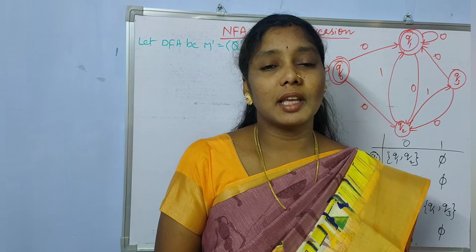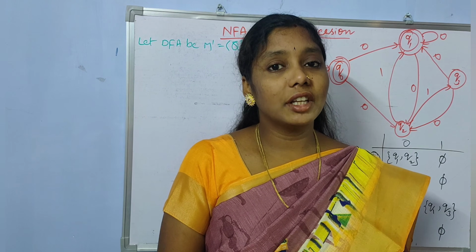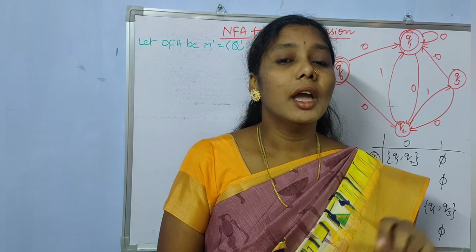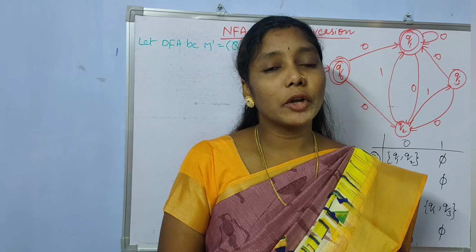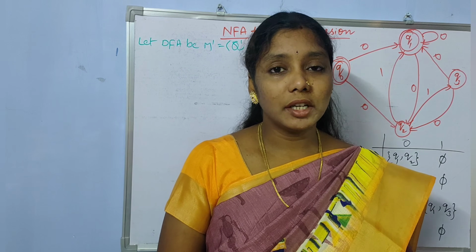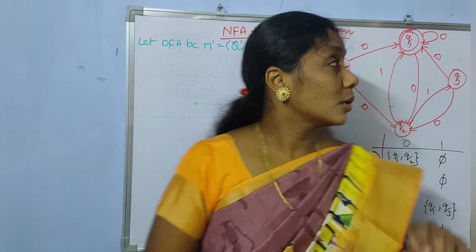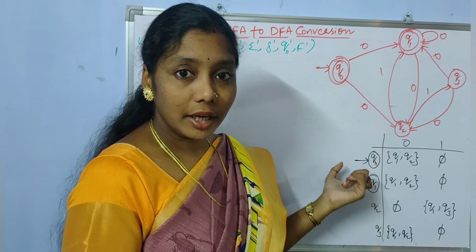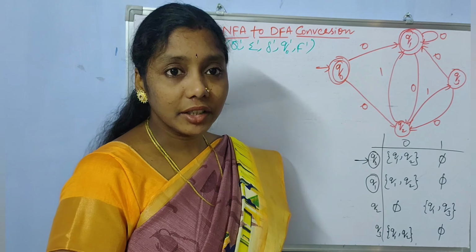But here in this example, we are directly considering the optimal states, that means the reachable states of the DFA, and with those states only we are going to construct the DFA. So let us go into the example. Here is an NFA and this is the equivalent transition table. So let us construct the DFA.